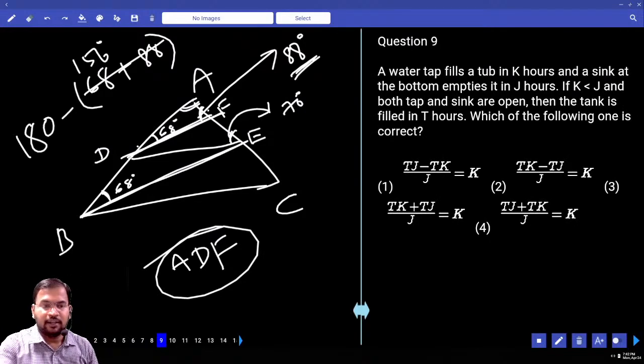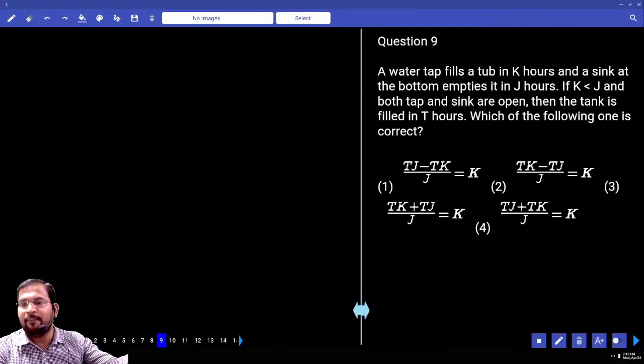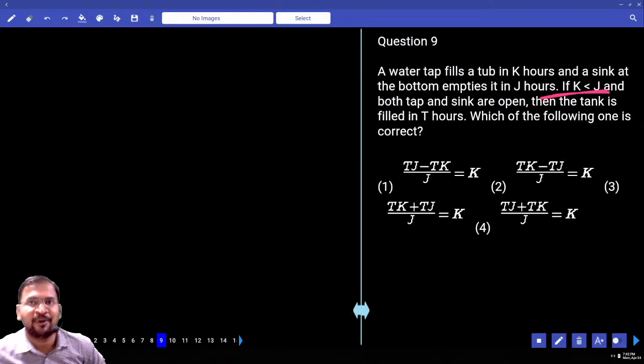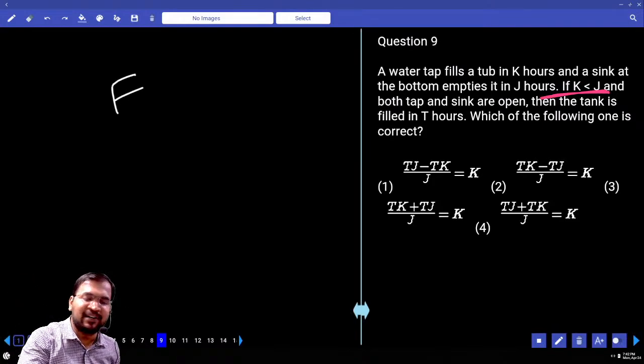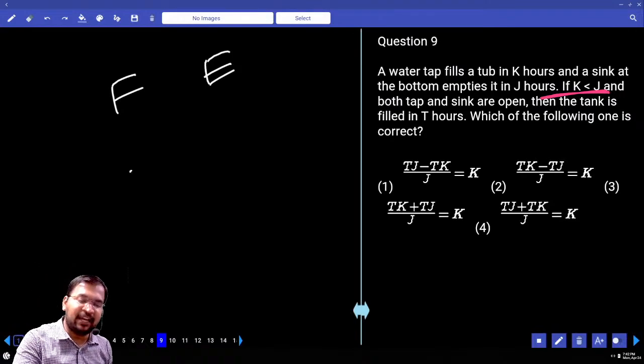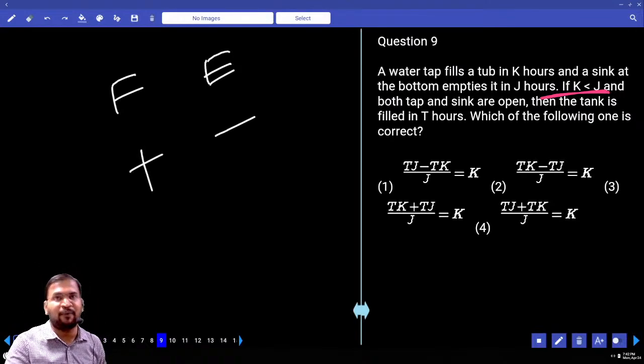See here. A water tap fills a tub in K hours and a sink at the bottom empties it in J hours. One is a filling pipe, another one is an emptying pipe. K is less than J. Underline this. The J value is more. Whenever one is a filling pipe and another is an emptying pipe, we will get a negative value, na?